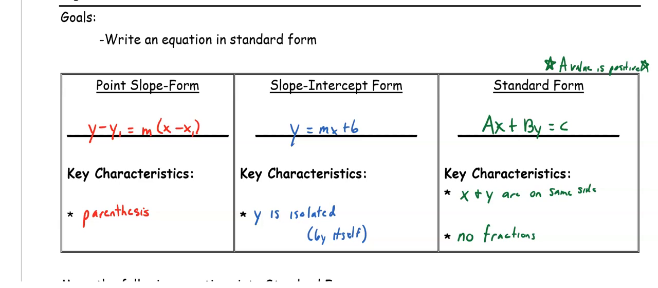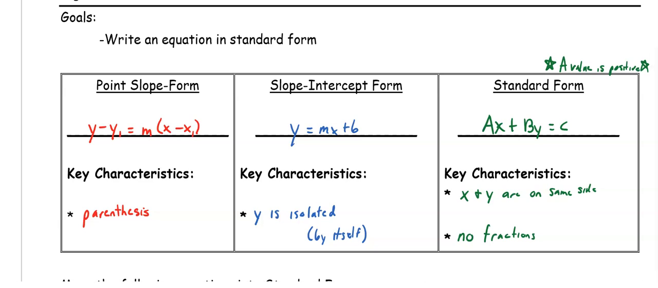This video is about writing an equation in standard form. So there's three forms that we have talked about, which help us get into standard form. The first form is point slope form. When you have a point and a slope, the point slope form is y minus y1 equals m times x minus x1. The key characteristic to know that you are in point slope form is that it has parentheses.